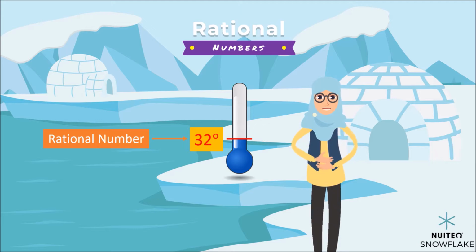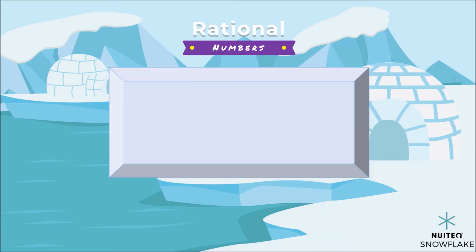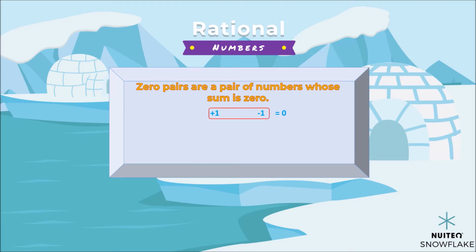Well, why don't we start with zero pairs? Zero pairs are a pair of numbers whose sum is zero. For example, +1 and -1. If we add them both, we get 0. And if we add 4 plus -4, we get 0. See?